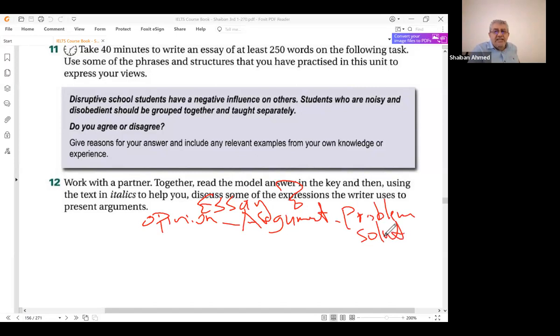Then you put your strategy, your plan. What is your position? What is your first main idea, second main idea? Then you finish the article.